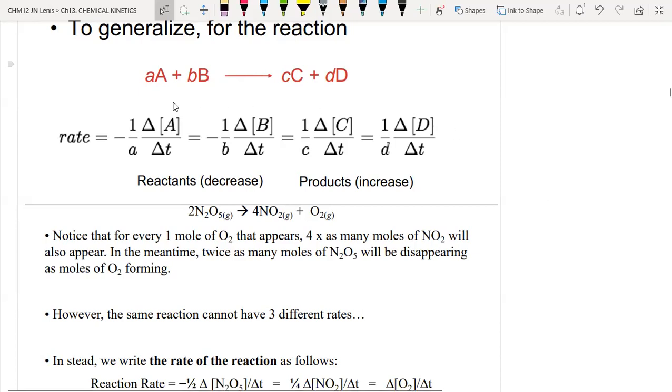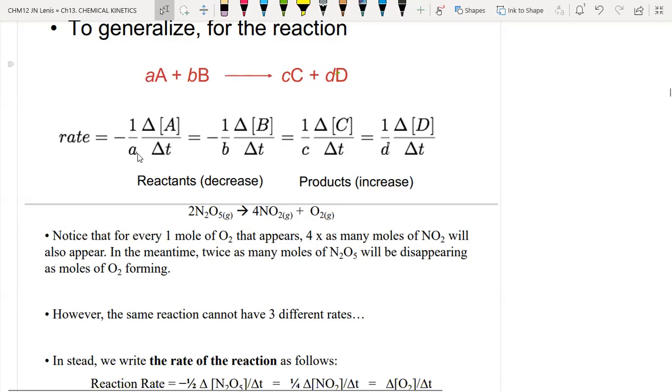A and B are reactants, C and D are products. So reactants disappear; the concentration of reactants disappears over the time. And the concentration of products appears over the time. So that's why these rates are negative, because they are going down.